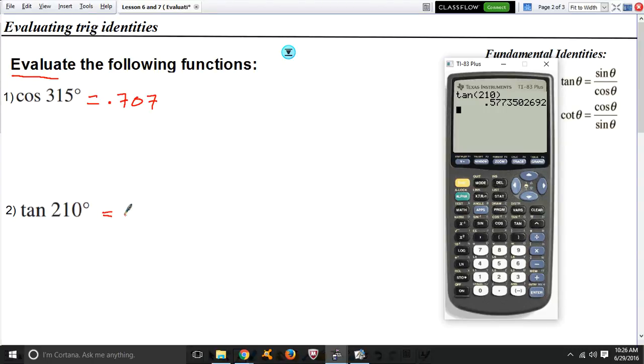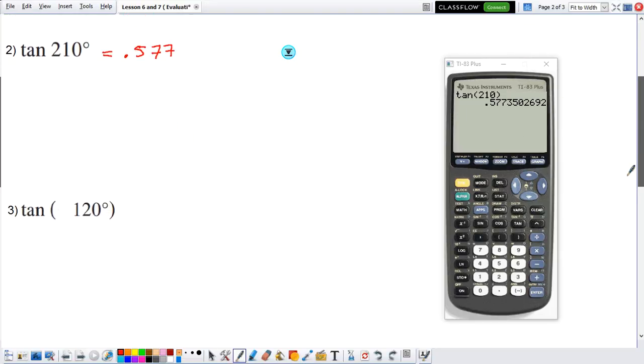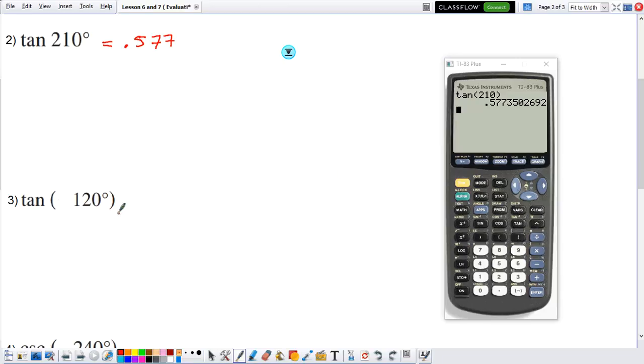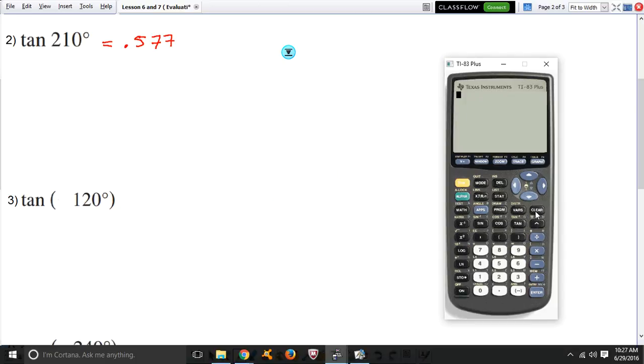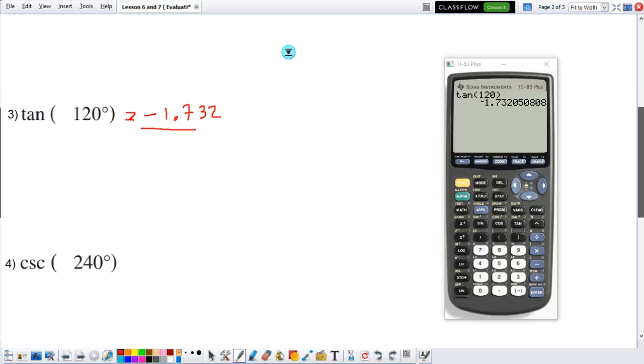So the numerical representation is just 0.577. Here we have it again, tangent of 120. Let's just evaluate it. Tangent of 120 is equal to negative 1.732. So everything seems straightforward until you encounter problems like this.